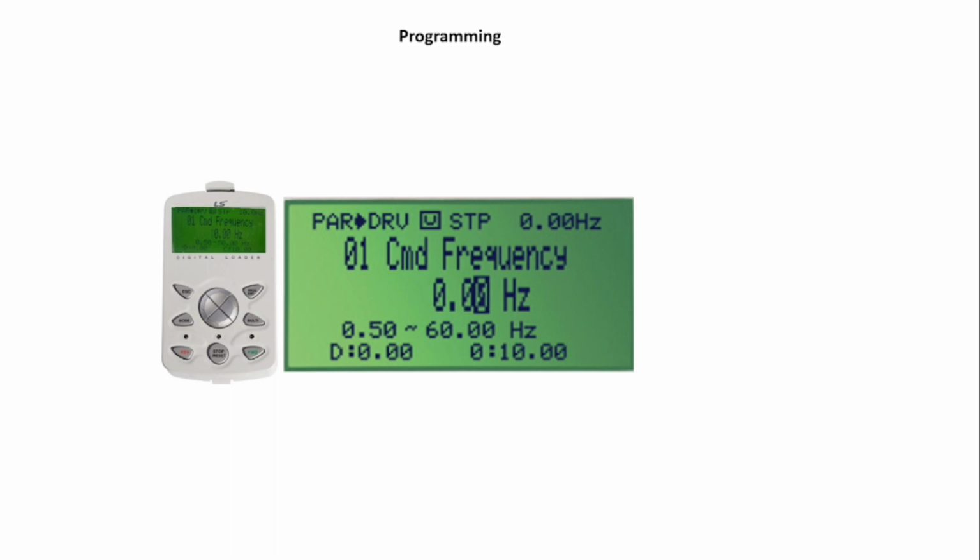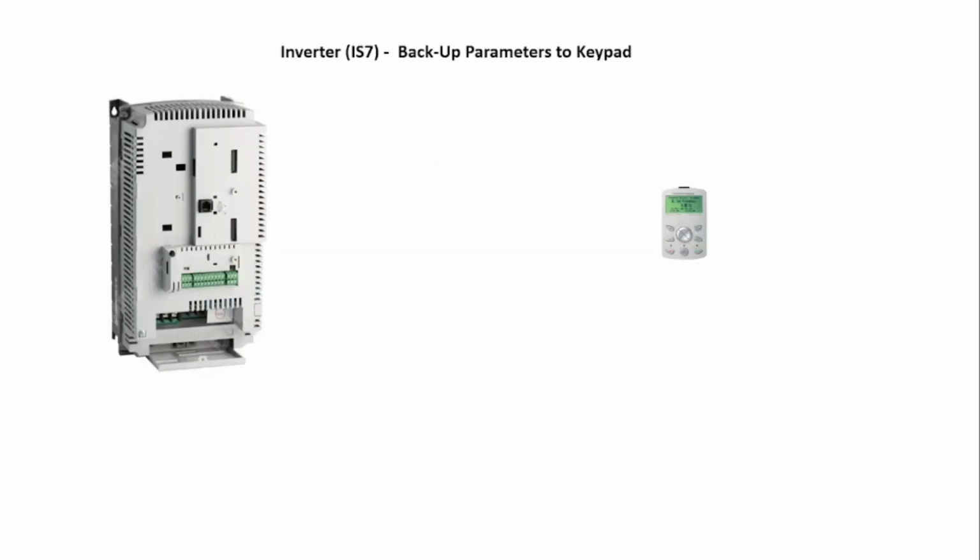Similarly, in parameter mode, if we want to set a parameter, this represents the code number and parameter value, that is, the command frequency. Next is the parameter value. This is the setting range of the parameter value. This is the default setting and this is the set value. We can back up the inverter program into the keypad and vice versa.